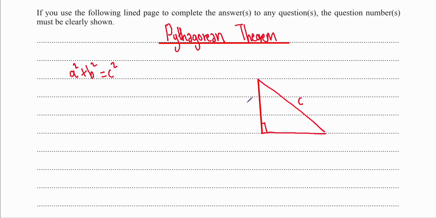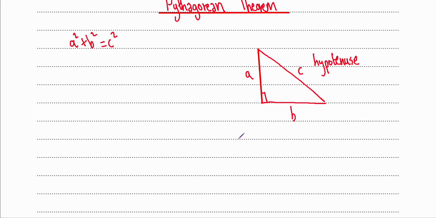And now A and B, you can make any of these A and B. You can make this A and this B, or you can make this A and this B. It doesn't really matter. So C is the side opposite the right angle, and C is also called the hypotenuse. And a hypotenuse is the longest side in a triangle. And it makes sense, right? When you're adding two sides up and you're getting the third side, of course you expect this side to be longer than the other two. Now let's look at some examples on how to work with this.